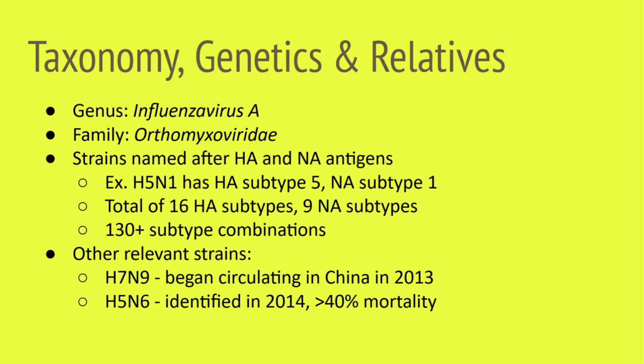Avian influenza viruses have a total of 16 hemagglutinin subtypes and 9 neuraminidase subtypes for a total of more than 130 subtype combinations. Other relevant strains are H7N9, which began circulating in China in 2013, and H5N6, which was identified in 2014 and has greater than 40% mortality rate.